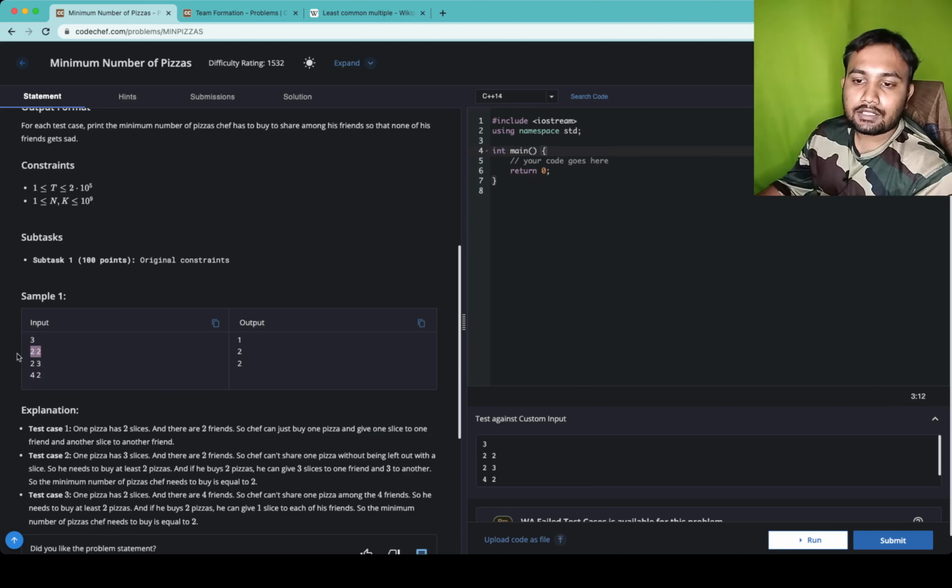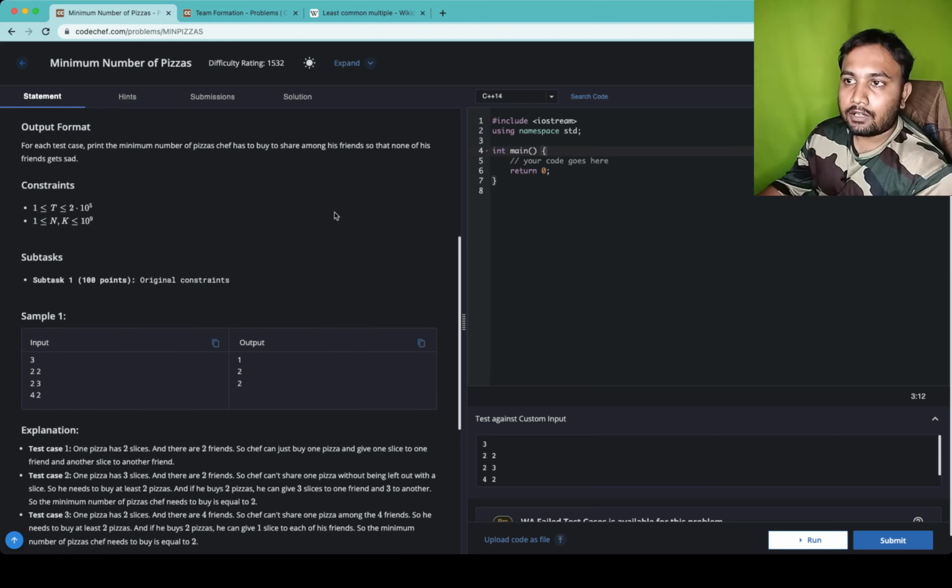Similarly, in the first case you have 2 slices, right? One pizza which has 2 slices and 2 friends, so basically you only need 2 slices to equally distribute them, and how many pizza you would require? 2 by 2, which is 1, right? And that is your output. So what we need to find out is LCM.